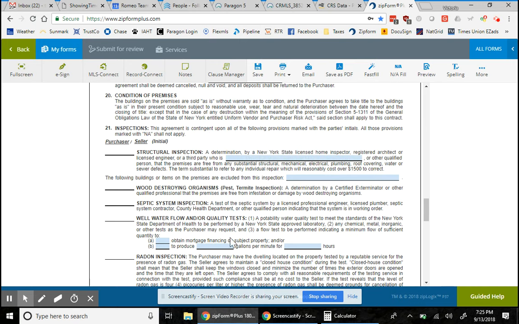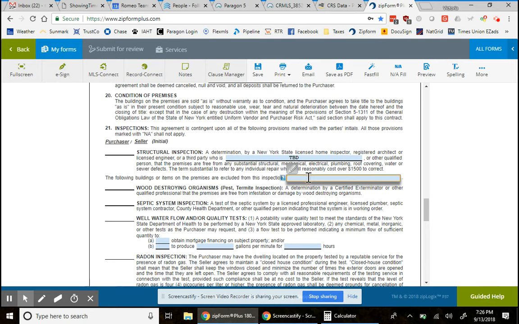Okay. Inspection paragraph. Most people don't know who their home inspector is going to be right away, so you just put TBD there. Items excluded from the inspection. This is an important one. Typically, it's none. I'm not excluding anything from the inspection.